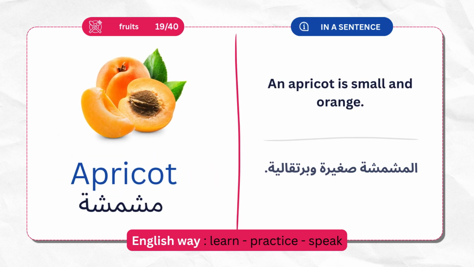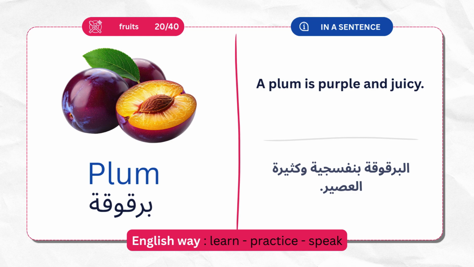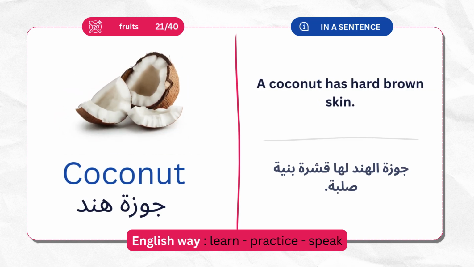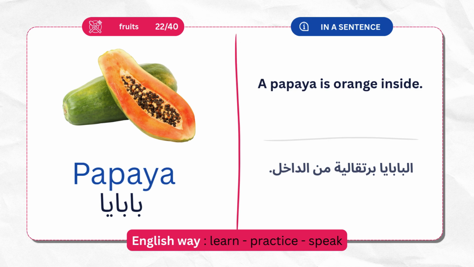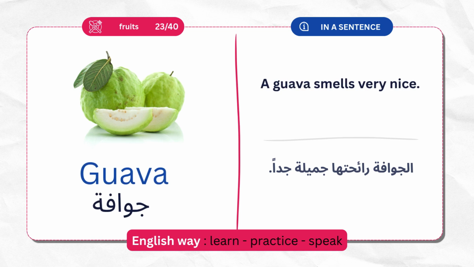Apricot. An apricot is small and orange. Plum. A plum is purple and juicy. Coconut. A coconut has hard brown skin. Papaya. A papaya is orange inside. Guava. Guava smells very nice.